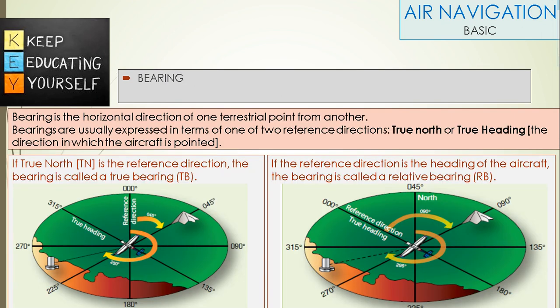Now, bearing. It is the horizontal direction of one terrestrial point from another. Bearings are usually expressed in terms of one of two reference directions. One is true north or true heading. True heading is the direction in which the aircraft is pointing. So, if true north is the reference direction, the bearing is called a true bearing. In the other case, if the reference direction is the heading of the aircraft, the bearing is called relative bearing because it will be relative to the aircraft heading.